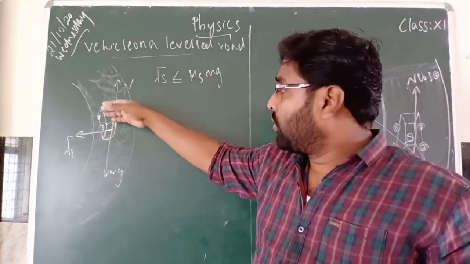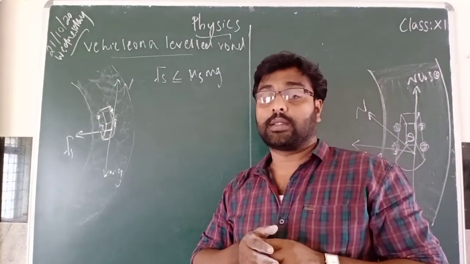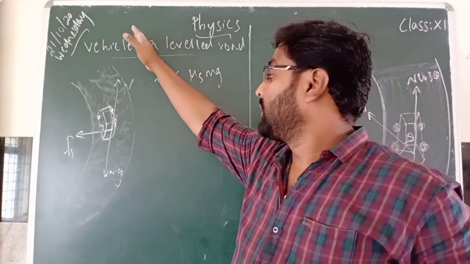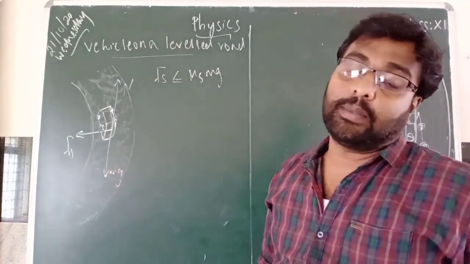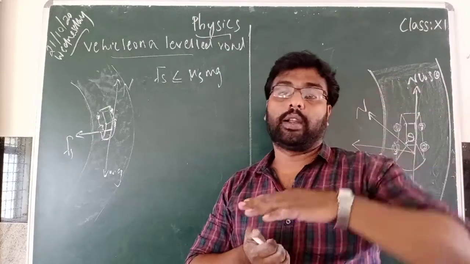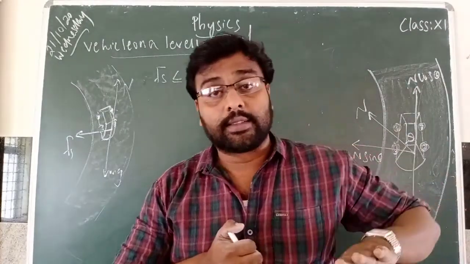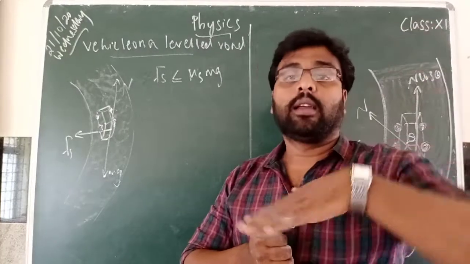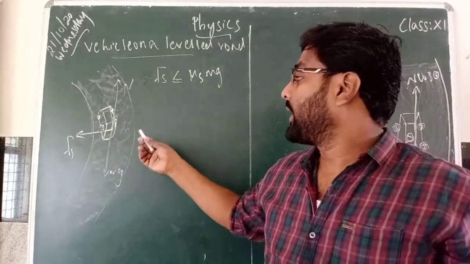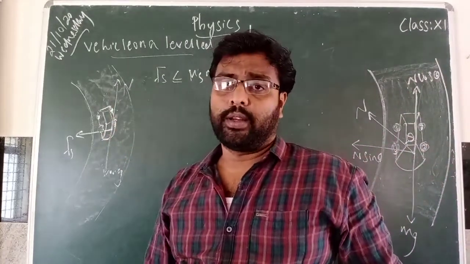Then when it moves, there are some forces acting on it. What are the forces acting on this? When the vehicle moves on a circular road, there is a downward force and an upward force. The downward force is mg, the gravitational force. Always there must be a gravitational force, on any object whether moving or at rest. So the gravitational force mg acts downward on the vehicle. To balance this, there must be a normal force acting upward.